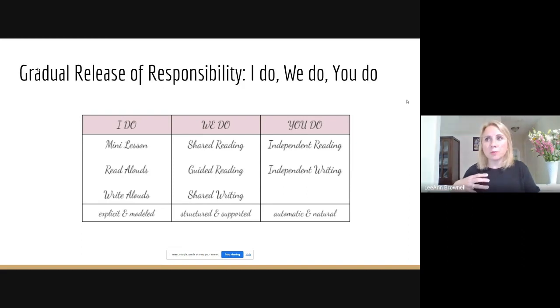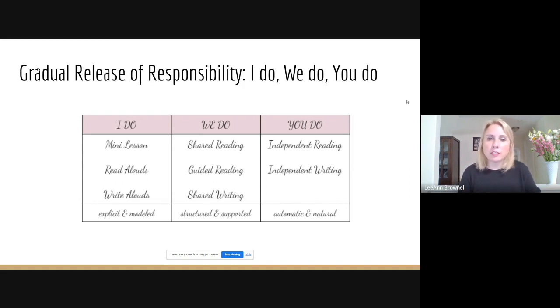Students are able to, I guess I don't want to get ahead of myself, but when we talk about read alouds, they're being exposed to what a fluent reader sounds like. When we talk about write alouds, we're watching the teacher and their thinking process in terms of what goes into becoming a good writer. So word choice, changing your ideas, changing the sequence of how things go.